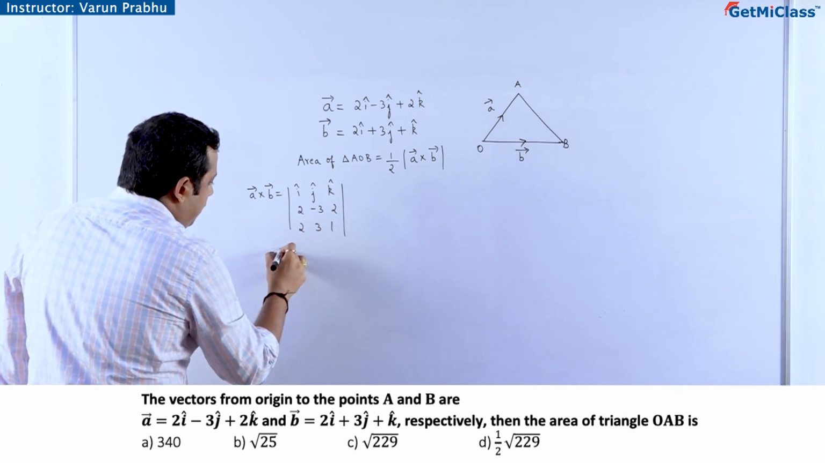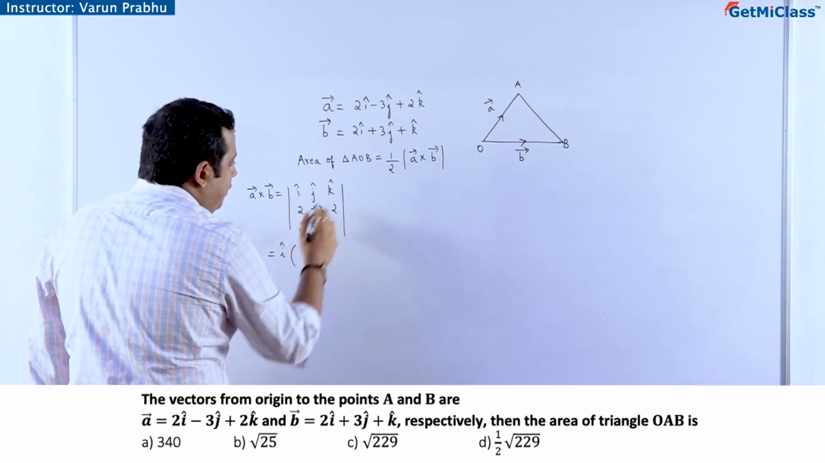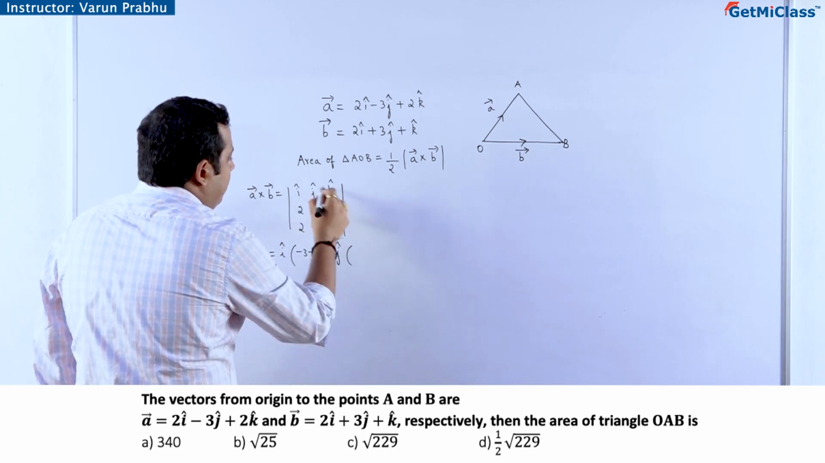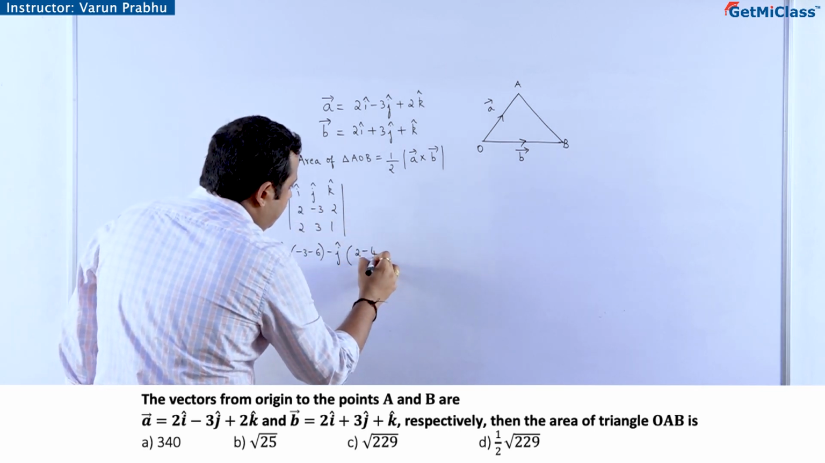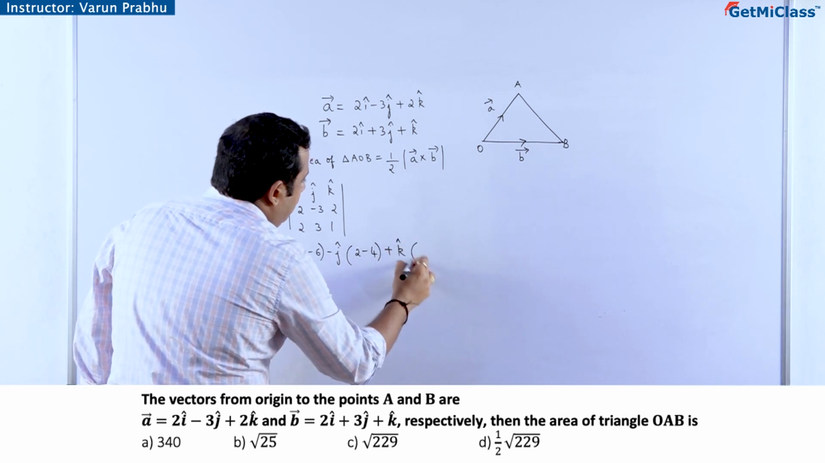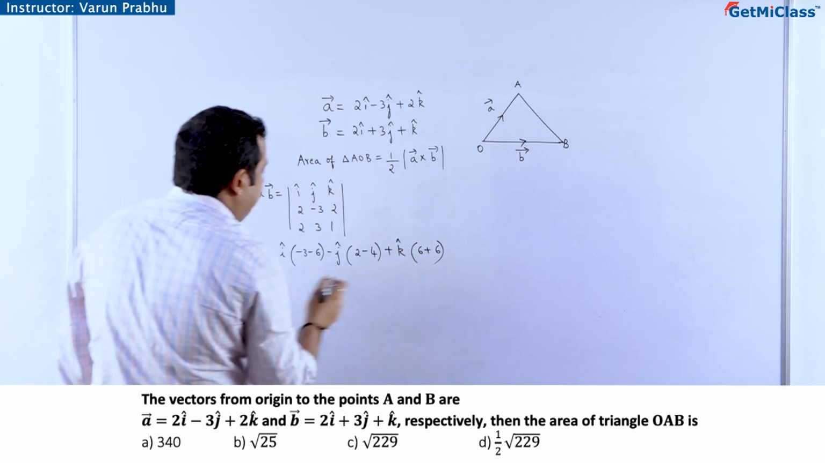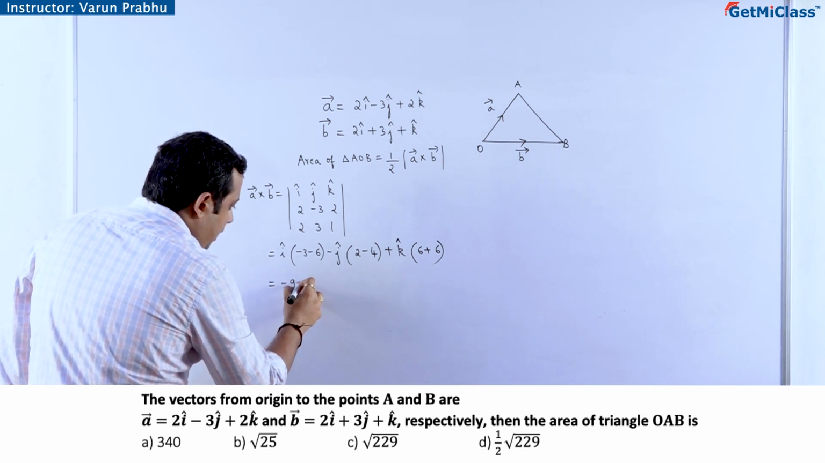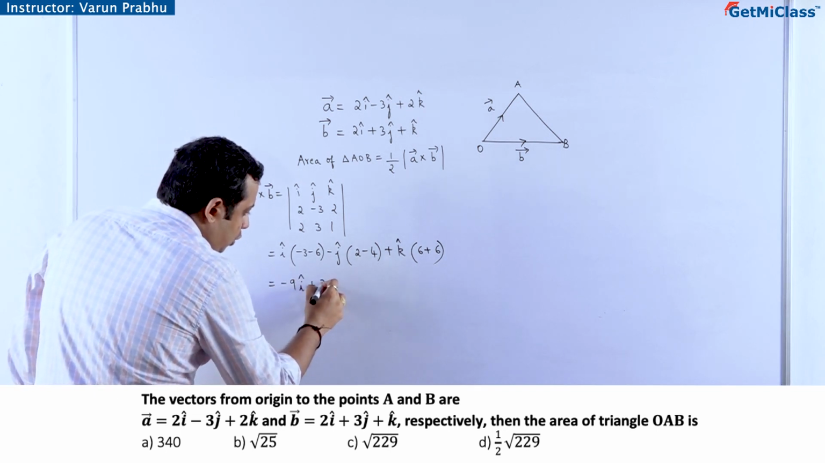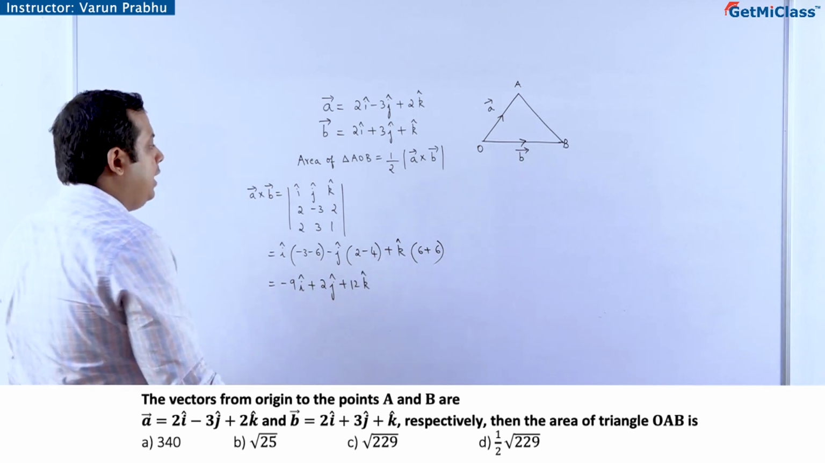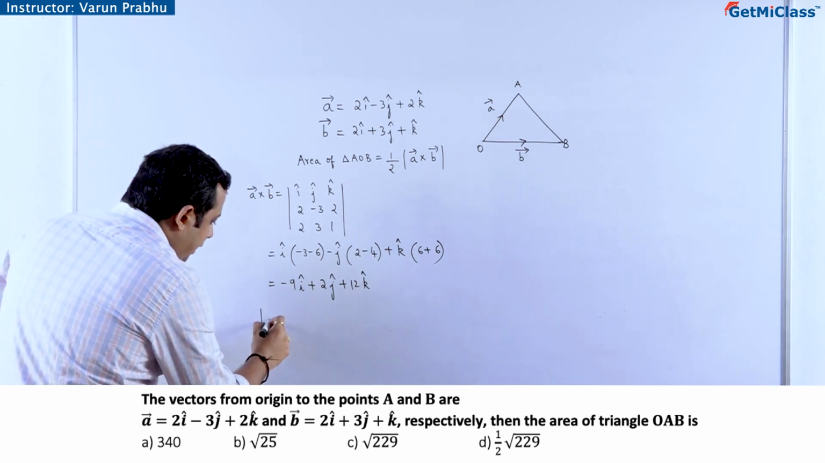So what is this answer that we get? i cap times, leave the row and column, -3 minus 6, minus j cap times, leave the row and column, 2 minus 4, plus k cap times, leave the row and column. So what do you get? 6 plus 6, correct? So -9 i cap plus 2 j cap plus 12 k cap, correct? Now you calculate the magnitude of A cross B.